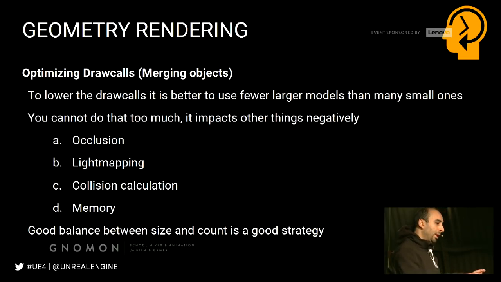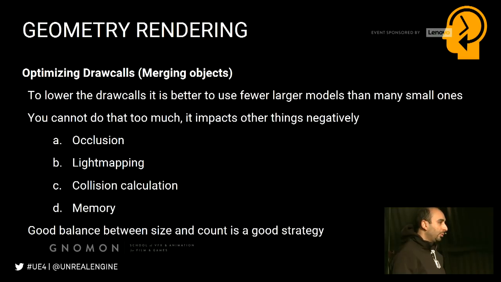So now, I'm going to mention a few strategies for helping optimize draw calls. The first one, which is obviously clear for most of you now, is merging objects, because as we mentioned before, draw calls are related directly to how many objects you have and how many unique material IDs we have. So one good strategy is to merge objects, but at the same time, we don't need to go very extreme with this because we might hurt other things negatively.